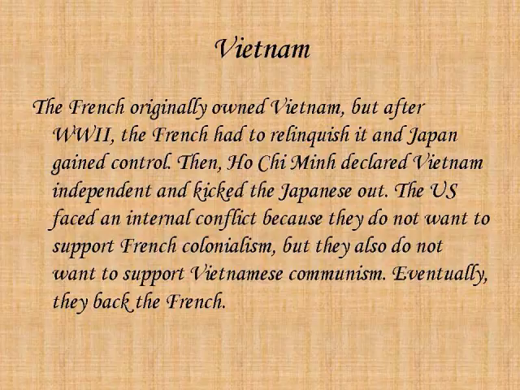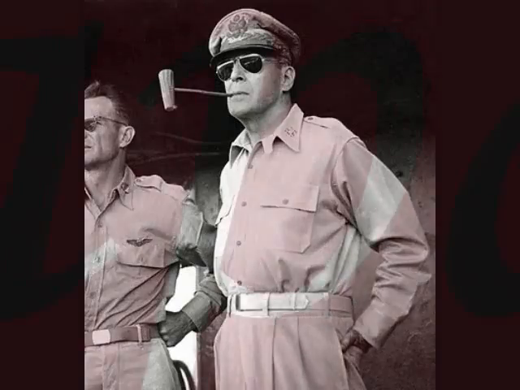The French originally owned Vietnam, but after World War II, the French had to relinquish it and Japan gained control. Then Ho Chi Minh declared Vietnam independent and kicked the Japanese out. The U.S. faced an internal conflict because they do not want to support French colonialism, but they also do not want to support Vietnamese communism. Eventually, they backed the French.